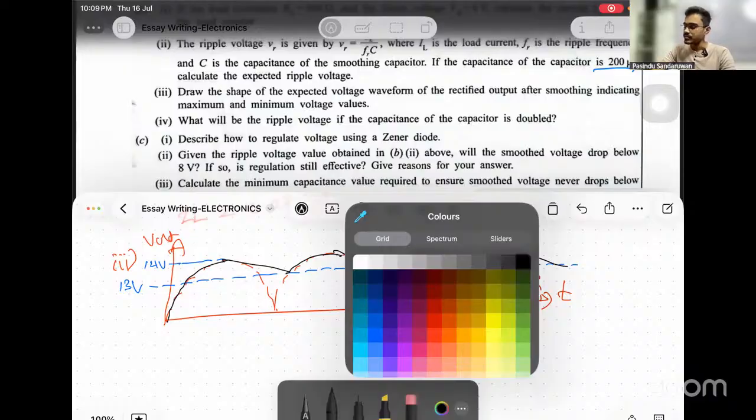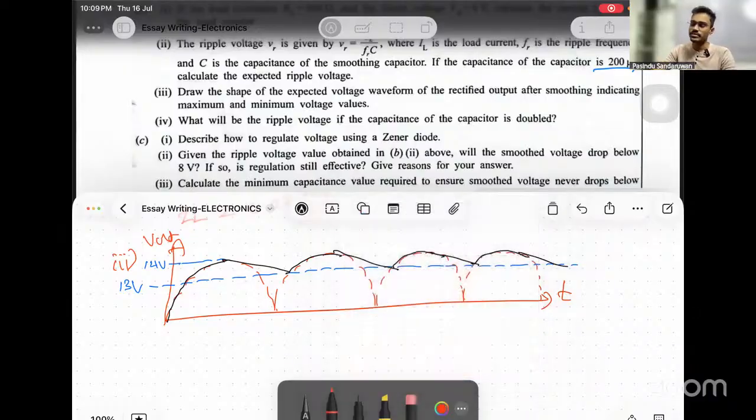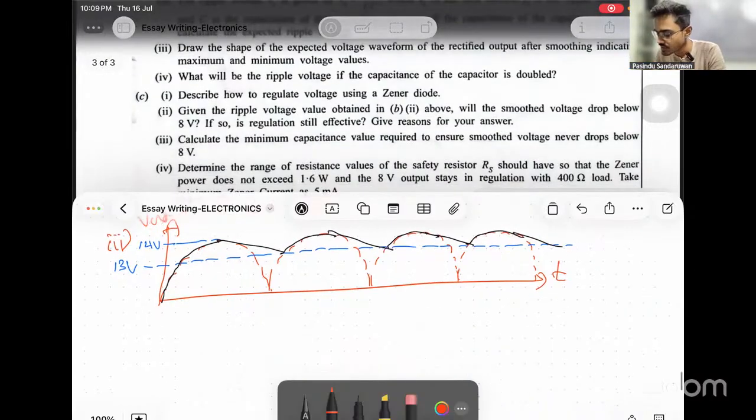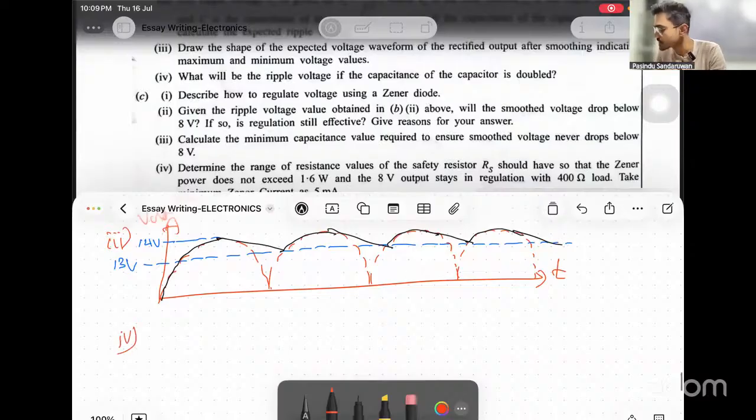Now in the class also we have drawn these. In this question, something is given as a ripple voltage equation. Using that ripple voltage equation, we have to adjust ourselves and do this. So this is the expected curve. Likewise, you have to be conscious and very mindful about these things.